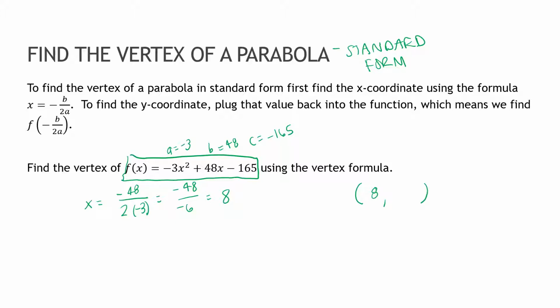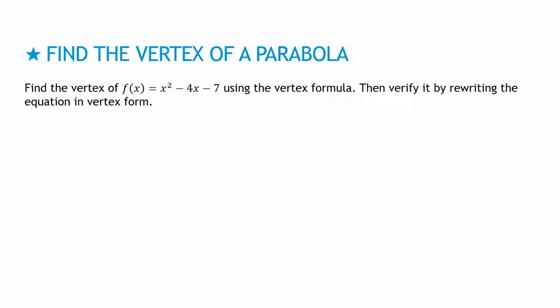To find the something, I'm just going to take f of that value, which tells me that I'm really just finding f of 8. So I want to take negative 3 times 8 squared plus 48 times 8 minus 165. And again, I don't need to see more work than this because from this point you're just going to plug everything into your calculator and come out with your answer, which is 27, which means the vertex of my function is 8, 27.